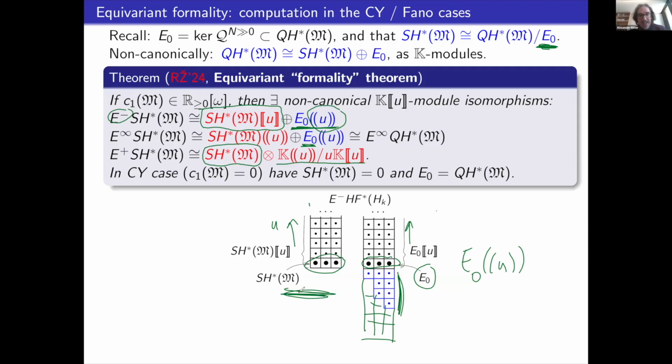All right. In the Calabi-Yau case, this is particularly nice. In that case, ordinary symplectic cohomology vanishes. So a lot of these things go away. E plus is 0, and only these E0 parts survive, and the E minus and the E infinity theory are the same.